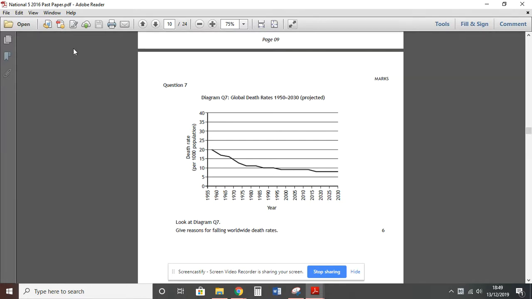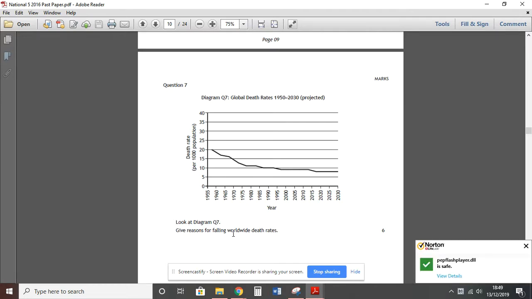Right, this question, which comes from the 2016 past paper, which you will be able to find on the homepage of this revision site, is: what are the reasons for falling death rates worldwide? Now, because this is a worldwide question, it's not developed or developing, we can really talk about anything that is causing the gradual decline in death rates. So let's get started. I'm going to give you 7 or 8 key points.